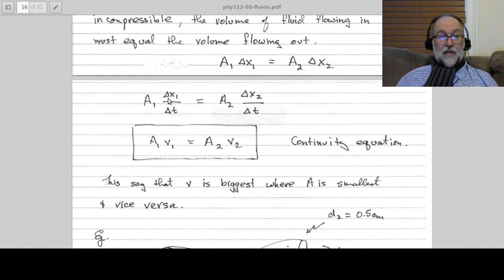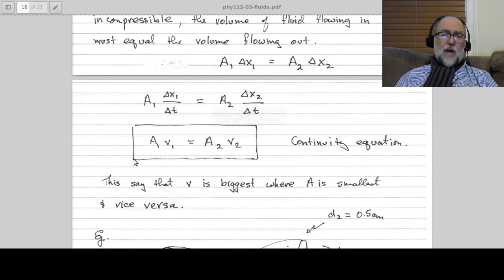But now, look, if I travel a distance delta x1 in time delta t, that's just your v1, right? Because velocity is the distance traveled divided by the time it takes to travel it. So at A1, it is traveling with velocity v1, so delta x1 divided by delta t is v1. And at A2, it's v2. And there you go. There's the continuity equation. Very simple.